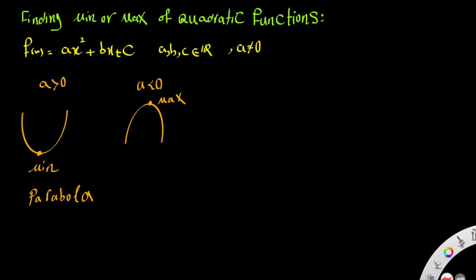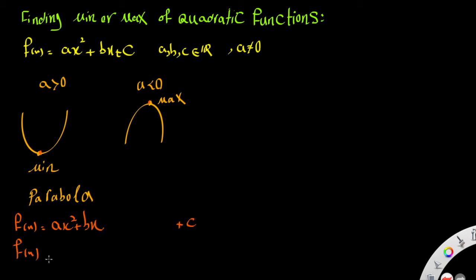Now, our aim here is to find the coordinates of these vertices, whether it bends upwards or downwards. So min or max, we are going to find the coordinates of the vertex. Now, at first I rewrite f of x, which is ax squared plus bx plus c, in completed square form. So I write it again, ax squared plus bx plus c.